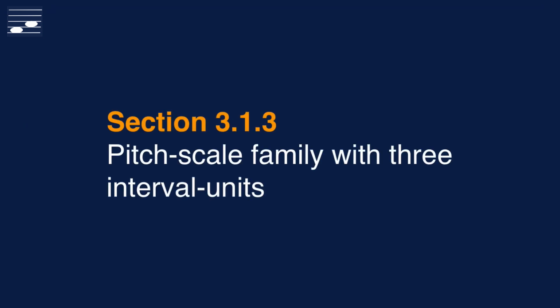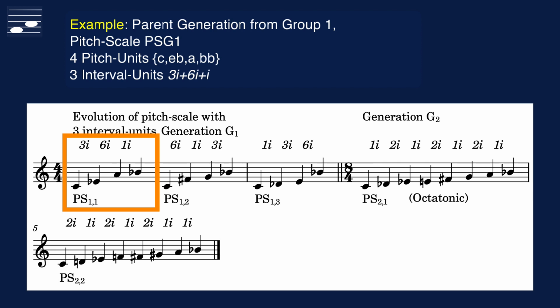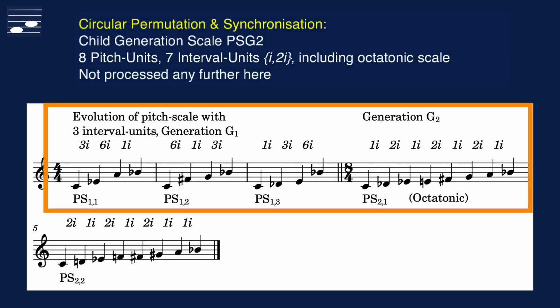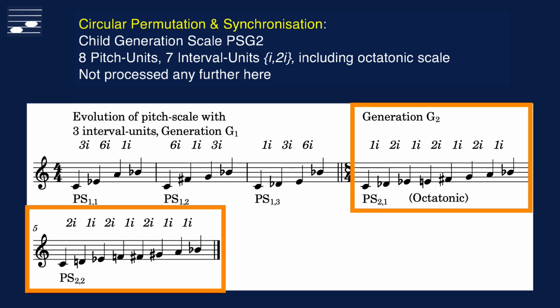Let's generate another pitch scale family, this time starting from a parent generation with 3 intervals. The scale contains pitches C, E flat, A and B flat with corresponding intervals 3, 6 and 1 semitone. Synchronization of the circular permutations of the parent scale yields the octatonic scale at the first child generation, which has 1 permutation.